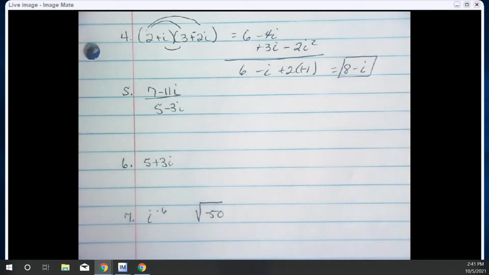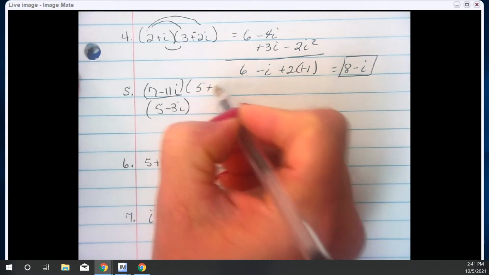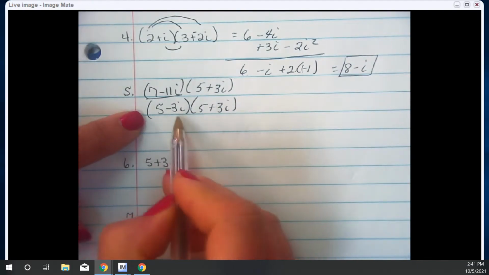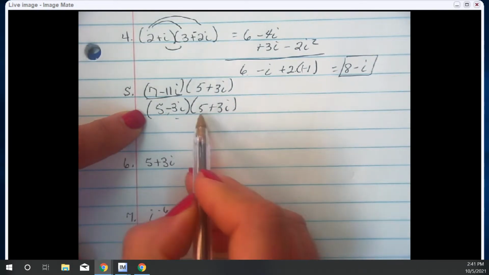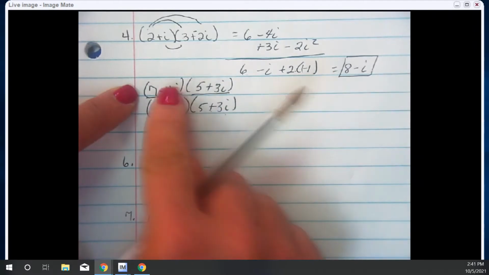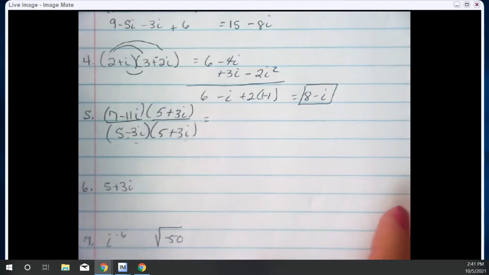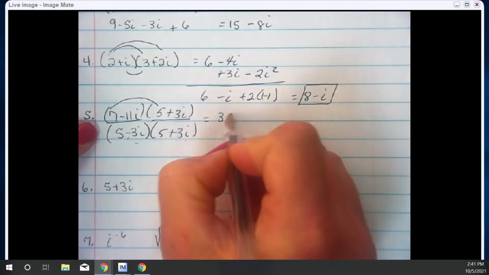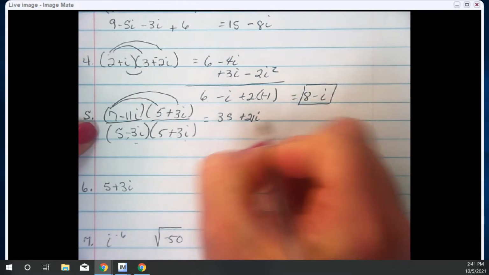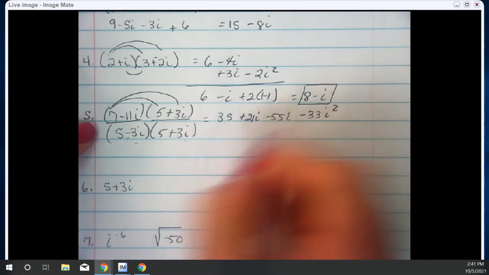On problem 5, you're dividing. And to divide a complex number, you're going to multiply by the conjugate of the denominator. That means, look at your denominator, the bottom one. Change the middle sign. 5 plus 3i then goes to the right of both the top and the bottom of the fraction. And now you're ready to FOIL. 7 times 5 is 35. 7 times 3i is 21i, minus the 55i, minus the 33i squared.